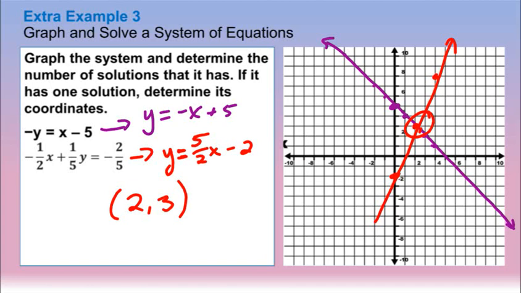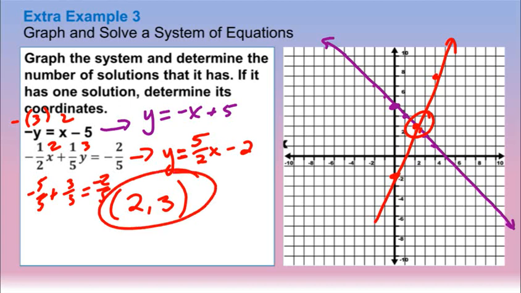And if you want to just double check that, you can put a 3 here and a 2 here. This would give us a -3. 2 minus 5 is -3. If you put a 2 here and a 3 here, you would have -1 plus 3/5, or think of this as -5/5 plus 3/5 will give you -2/5, which matches up with that. So our solution is 2, 3.